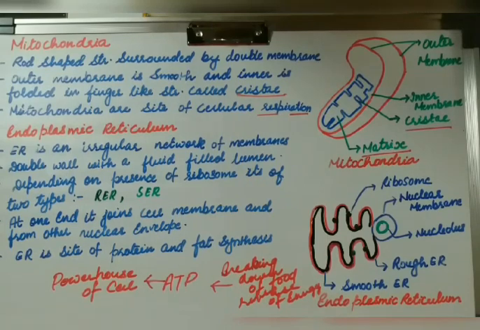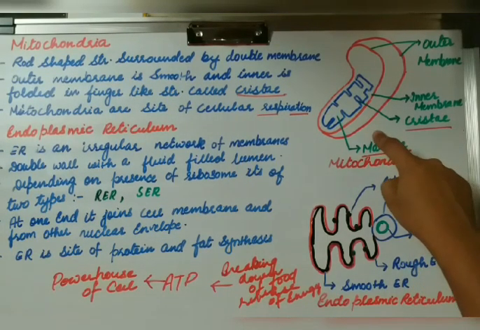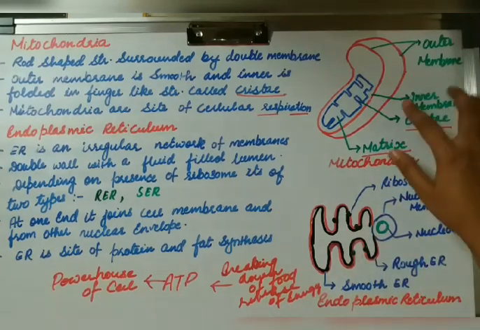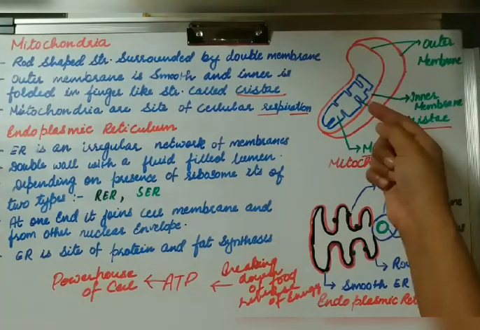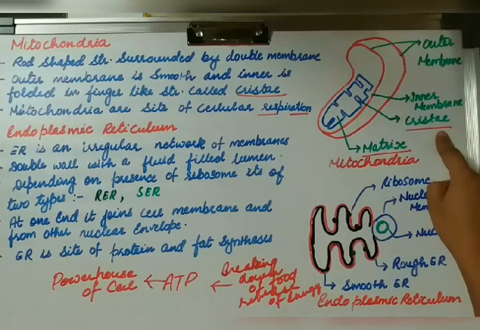It is present in both plant as well as animal cell. So this is all about your mitochondria. It is a rod-shaped structure with a double membrane. The outer membrane is smooth, whereas the inner membrane has finger-like projections. They are known as cristae.